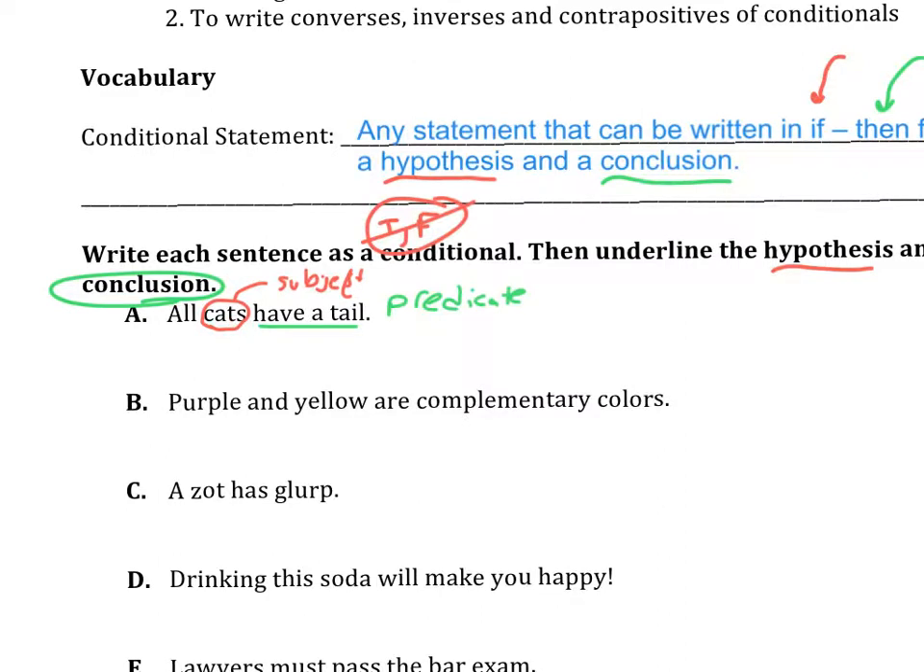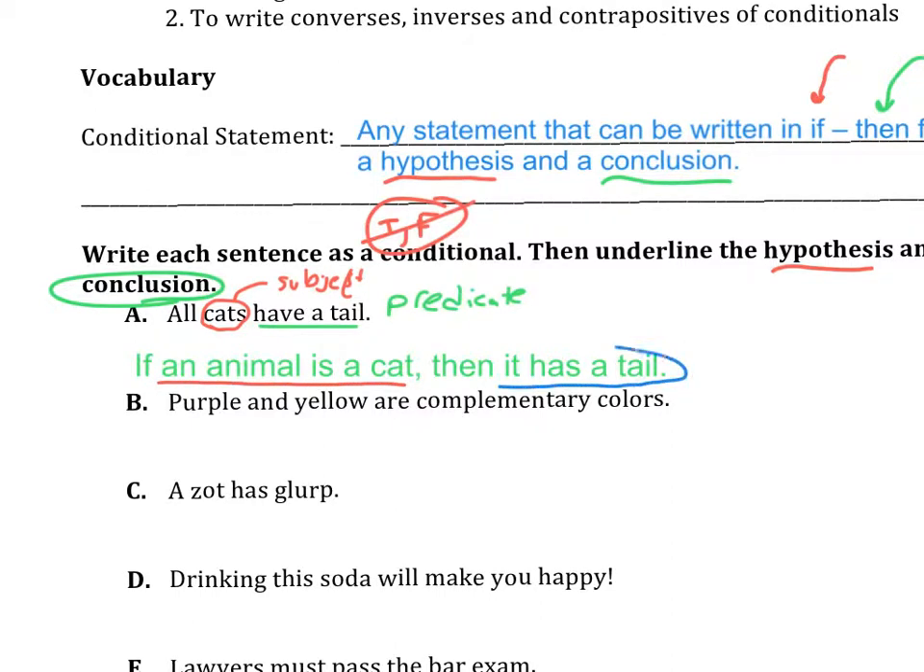So down here, a cat, we would say something like this. If an animal is a cat, then it has a tail. Now, our hypothesis is an animal is a cat. And our conclusion is it has a tail. So notice I am not circling or underlining the if and the then, just the complete sentence. An animal is a cat is a complete sentence. It has a tail is a complete sentence.